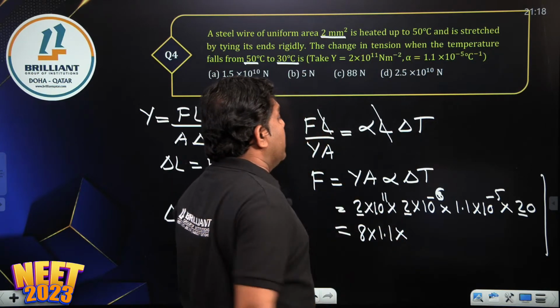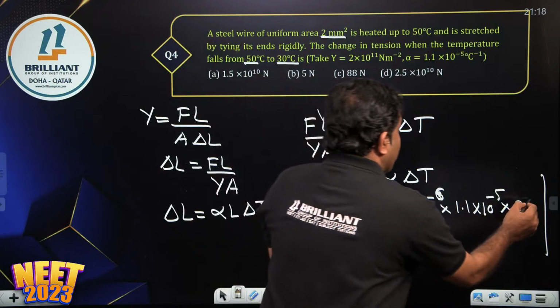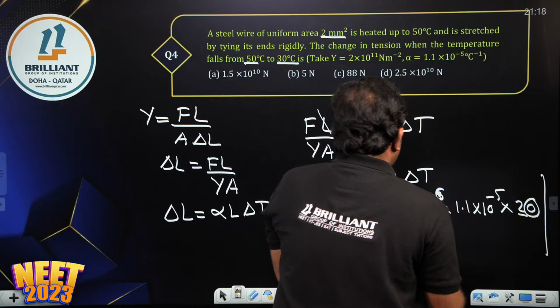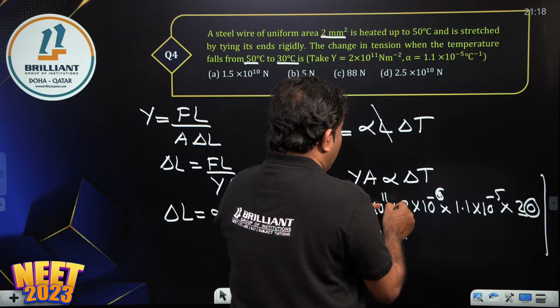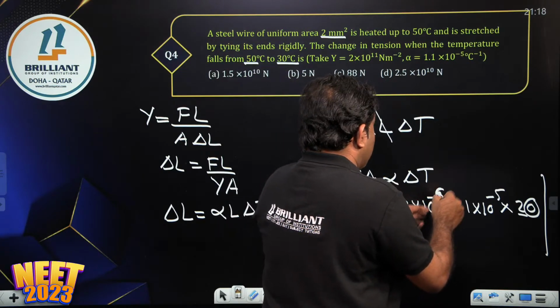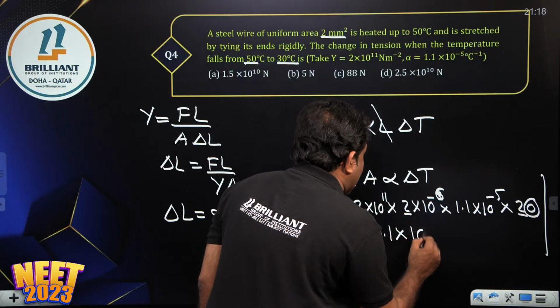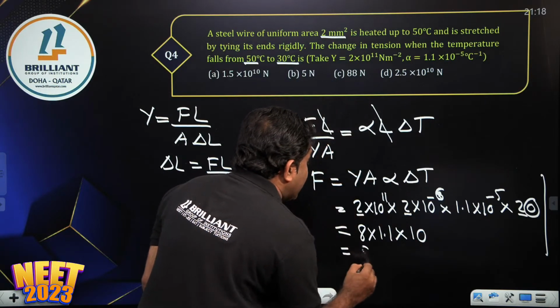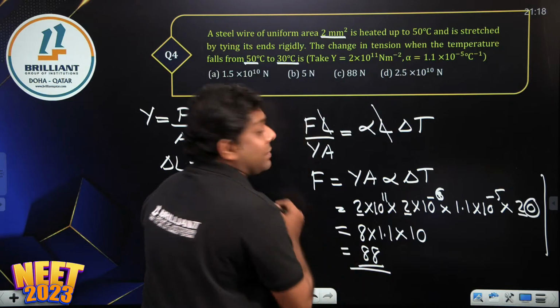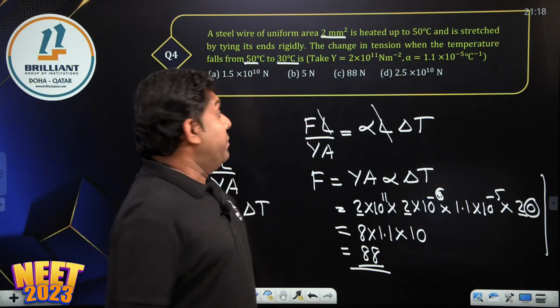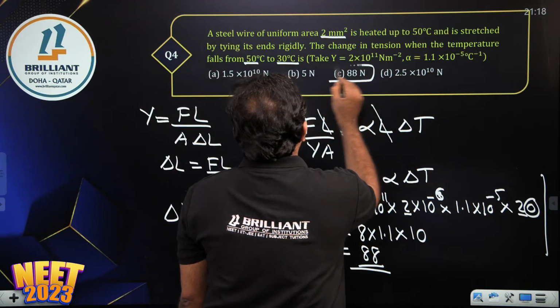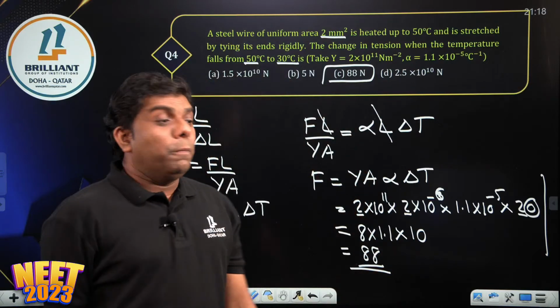Then we consider the 10 powers. Here there is 10 raised to 0, and here 11, so 12, and minus 6 and minus 5, that is minus 11. So we can say 10 is coming. So 88 Newton is the right answer. The right option is 88 Newton, option C.